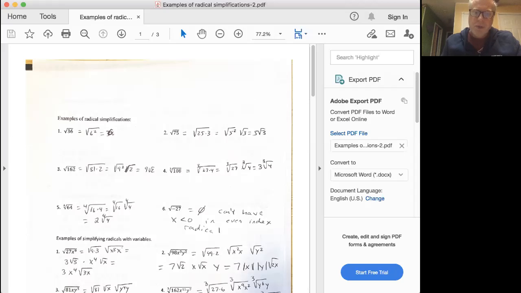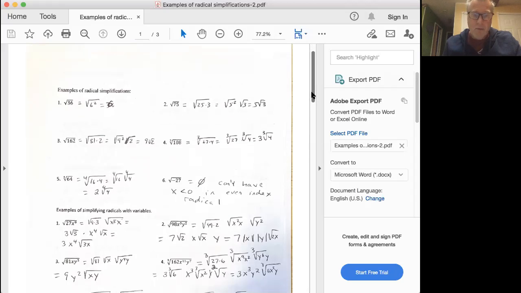Now, this is the rule from the other handout I gave you with examples and definitions. Basically, if you have a product of two or more things underneath the square root, you can take the square root of each part separately. And in fact, that goes for any type of radical, whether it be a square root or a cube root or a fourth root or a fifth root or whatever.